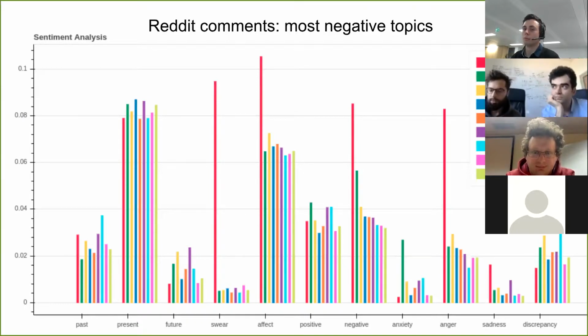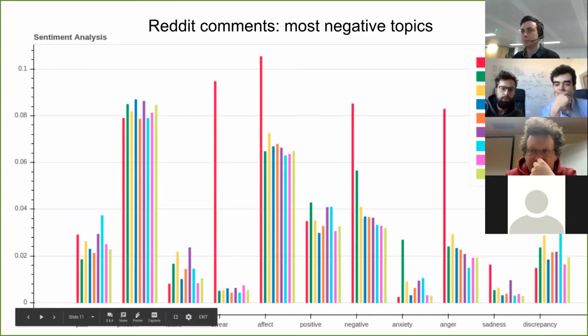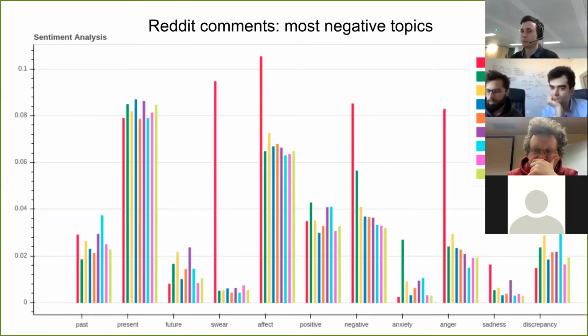So, for example, we have in this visualization the most negative topics that we have, and we can see that the comments which are speaking about delete Facebook are the ones which have more negative emotions or more anger. And for example, for anxiety, it's brain-computer interface. Yeah, I can see. Or digital surveillance has more discrepancy than the others.